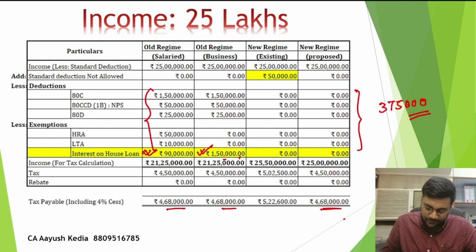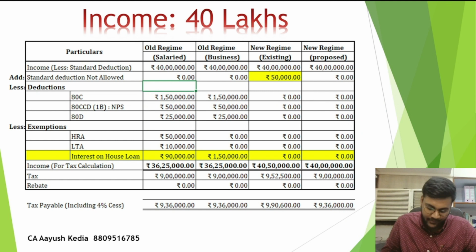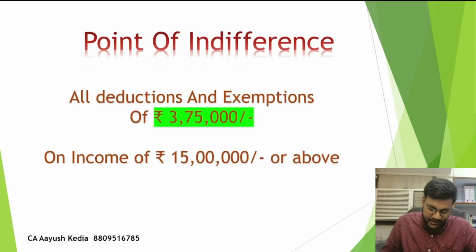Let us consider again a 40 lakh individual. This is the income calculation for 40 lakh. And now we again find that if we consider a total of 3,75,000 rupees of deduction and exemption under the old regime, the tax under the old and new regime matches. Therefore, we reach a point of indifference.